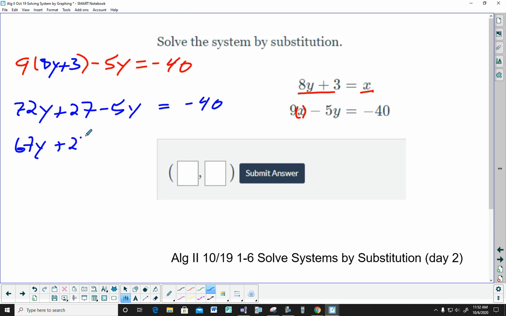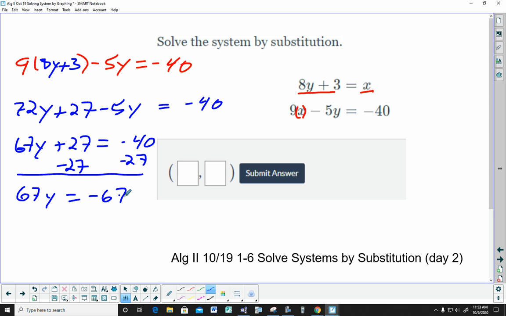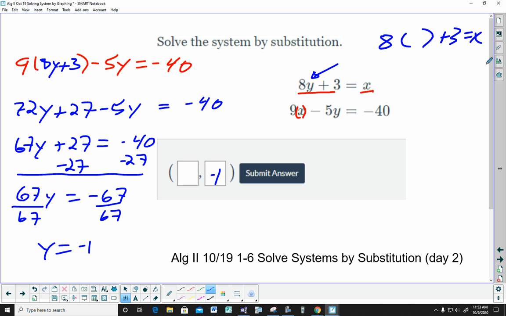So that'd be 67y plus 27. That's a little bit hard to do in my head. I hope I didn't make a mistake. That's always embarrassing. Minus 27, minus 27. 67y is equal to negative 67. Divide by 67. Y is equal to negative 1. Then go back and replace what the y is worth to find the x value. And the y was worth negative 1. Negative 8 plus 3 is equal to x. Negative 5 is x.